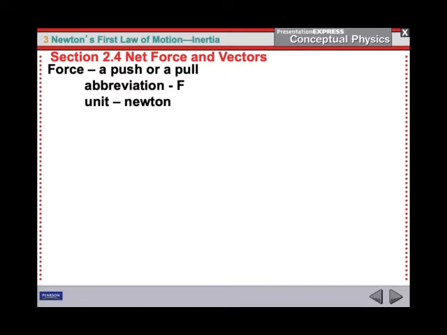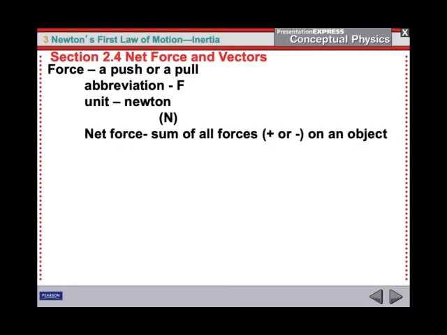The unit for force in the metric system is a Newton, named after, yes, you guessed it, Sir Isaac Newton. And because it's named after a person, when we abbreviate it, we're going to use a capital N because he is a proper noun. So the net force is the sum of all the forces, either positive or negative, that are acting on an object. That's the net force.